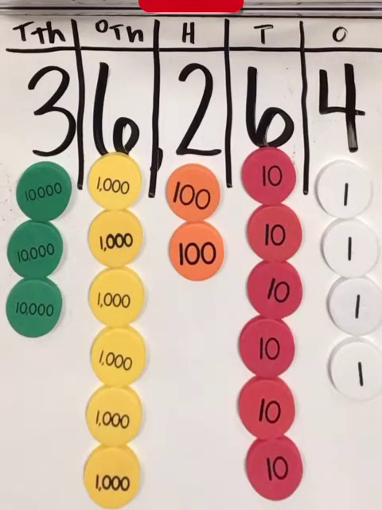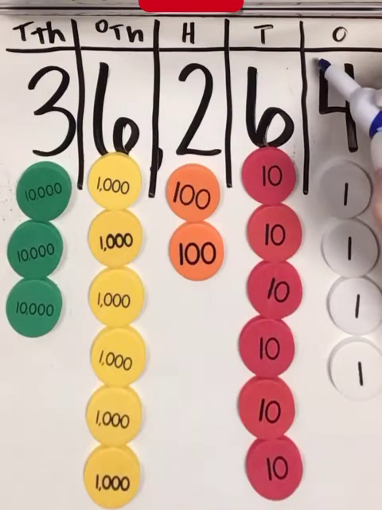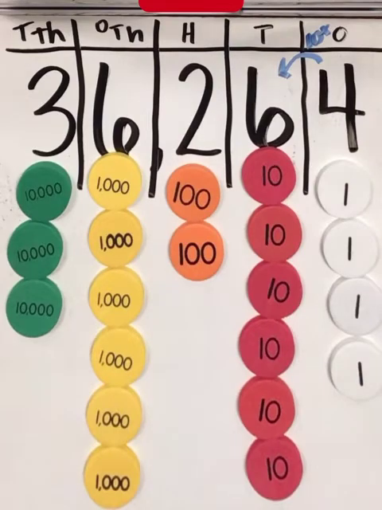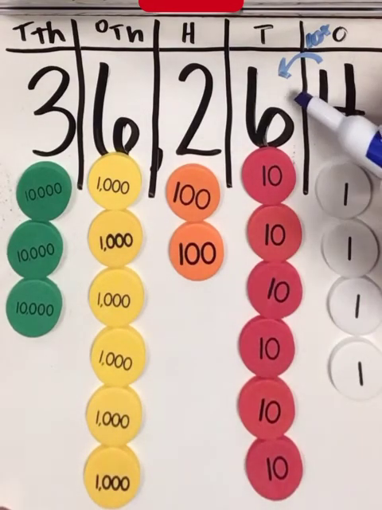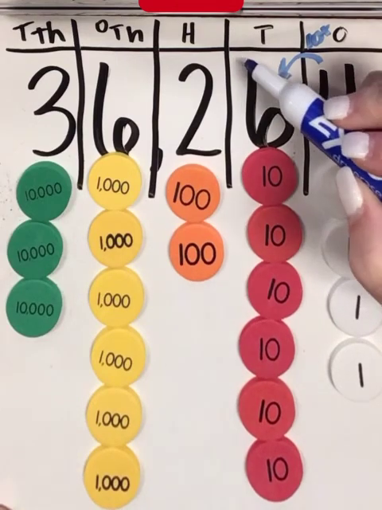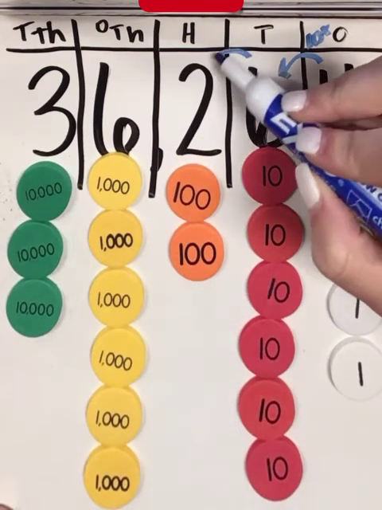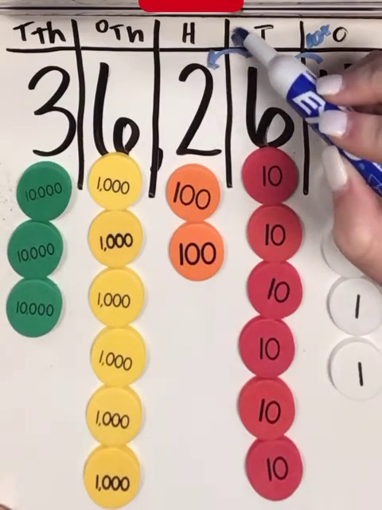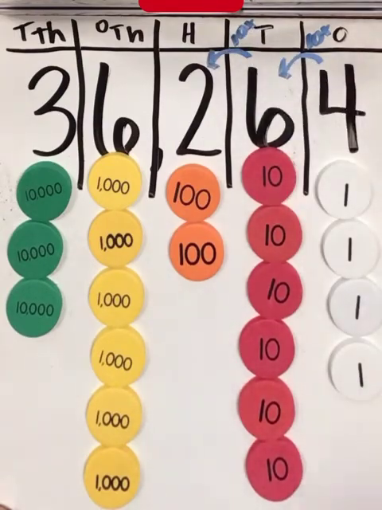So I'm going to review with you really quick what we've just been talking about. So I need 10 ones to make a 10 because this one is 10 times greater than the ones place. We counted it and we have to have 10 tens to make a 100 because our 100s place is 10 times greater than our tens place.